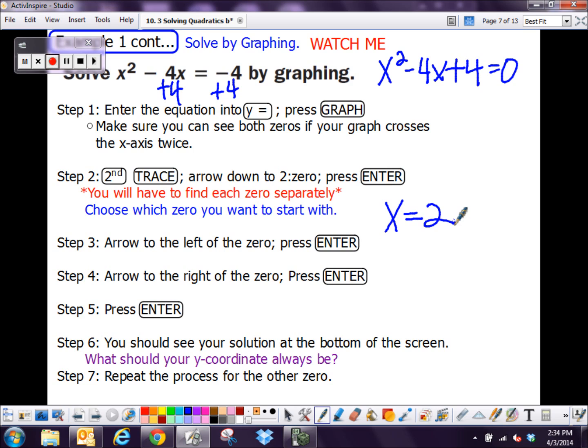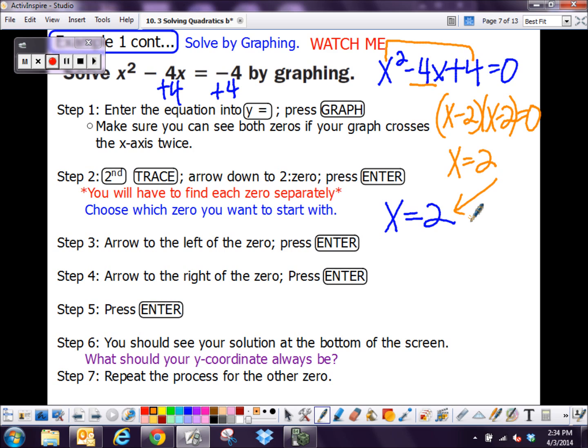Okay, if there was another 0, if there were 2 spots where it crosses the x-axis, we would do that all over again. But since it only crosses it once here, then that's all we need to do. Okay, because let's think about this. If we factored this last unit, we would have ended up with 2 factors that multiply to be 4 and add to be negative 4. That would be x minus 2 and x minus 2. If I set both of those equal to 0, I get x equals 2, which is exactly what the calculator told me that the 0 is.